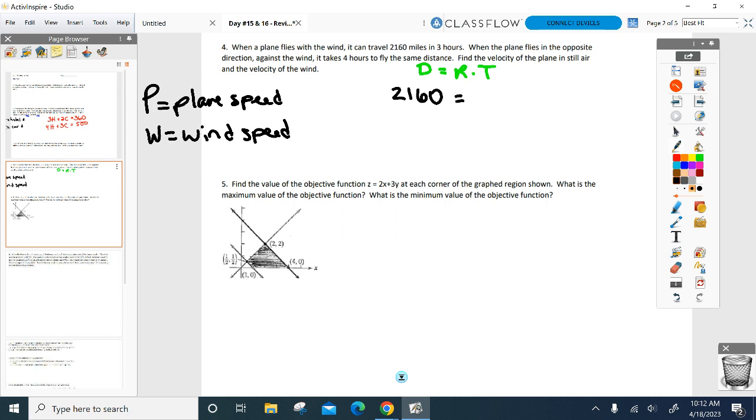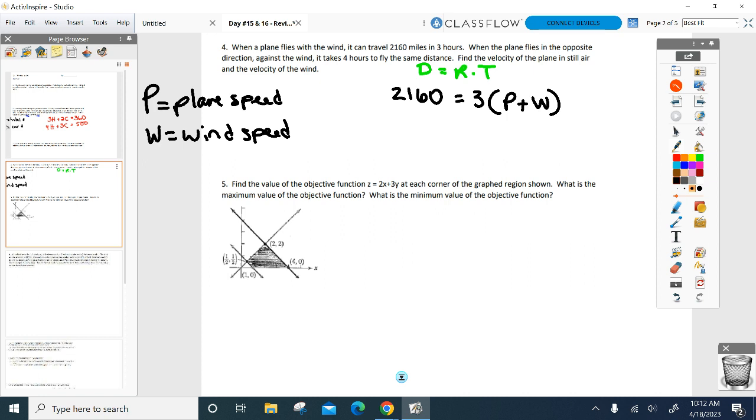Anybody remember when we did these? If I'm going with the wind, do I add the speeds together or subtract them from each other? With, they're going in the same direction. Add them, put them together. So my rate is going to look like this. P plus W. Multiply that on the outside by the time it takes me, and it's right there as 3 hours. So that's with the wind right there. With the wind, I'm going to add them together.